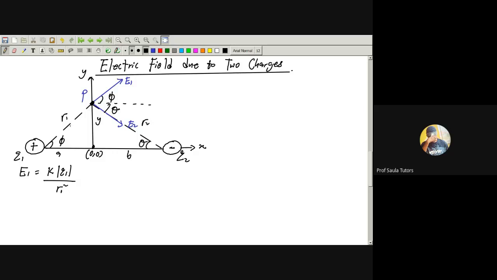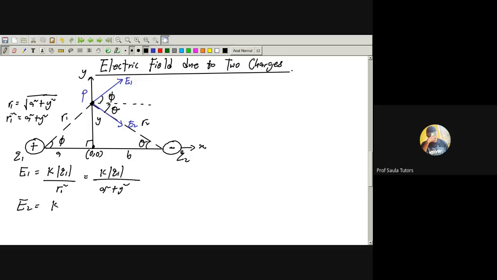And don't forget, mathematically, what is r? This is a right angle triangle. My r1 here will be equal to the square root of A squared plus y squared. So since this one has a square, r1 squared will be equal to A squared plus y squared. We are squaring both sides. So therefore, my answer is kQ1 all over A squared plus y squared. That's the magnitude of the electric field E1.